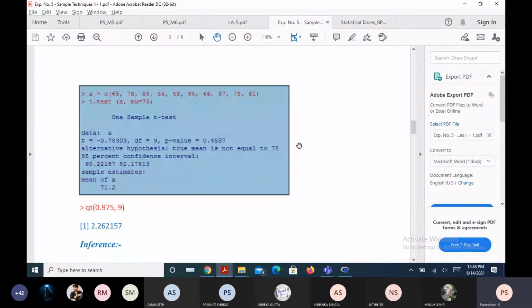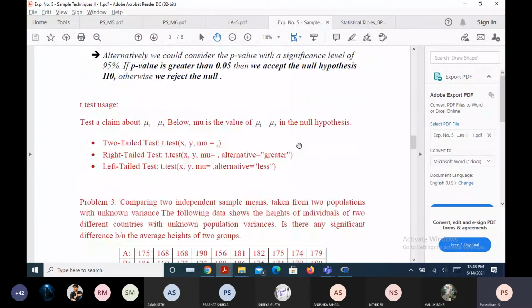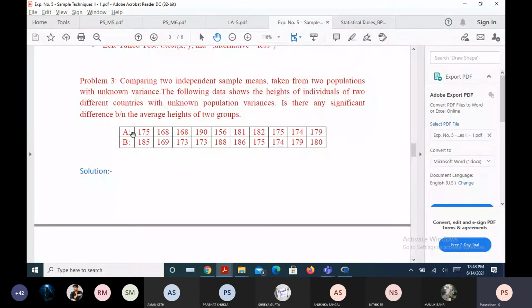The next question is for 2 samples: comparing 2 independent sample means taken from populations with unknown variance. The following data shows the heights of individuals of 2 different countries with unknown population variances. Is there any significant difference between the average heights of the 2 groups? What is your interest in this question? Now you tell me, what did you understand?